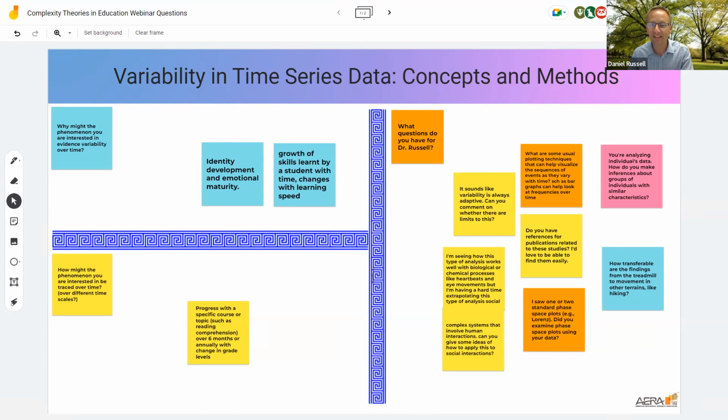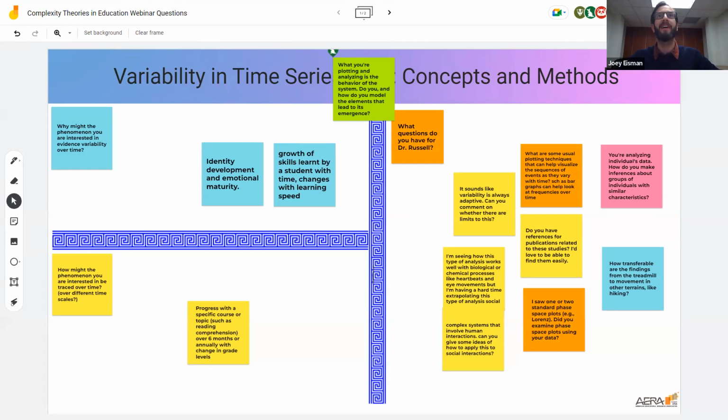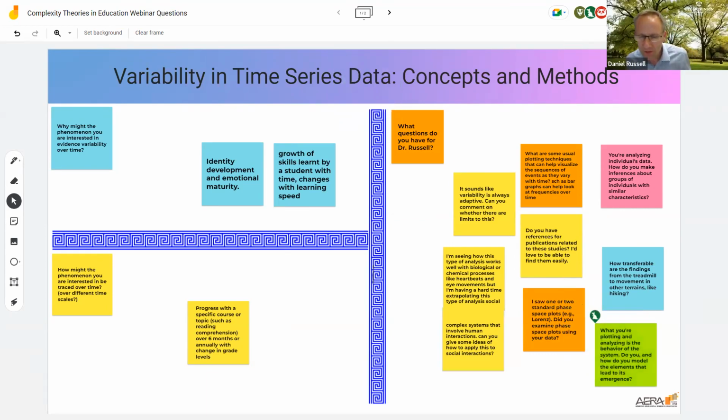These things are complicated. Have I hit Joey? Is there any others I should? Looks like we got one more at the top. Okay. I don't know. So what's your plotting and analyzing behaviors, and how do you model the elements that, oh, okay.